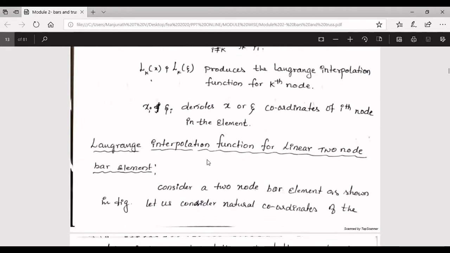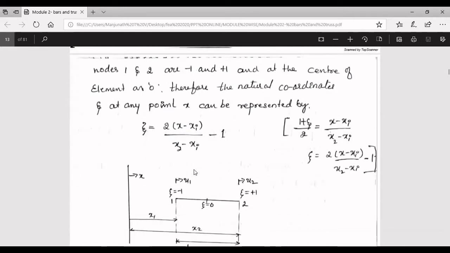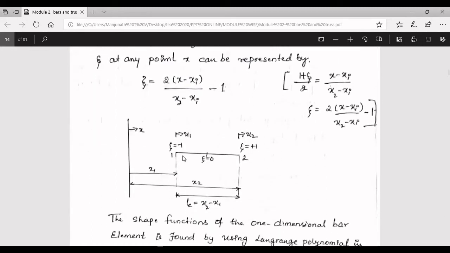Now consider the Lagrange's interpolation function for a two-noded bar element. The two-noded bar element you can see here consists of two nodes, node number 1 and node number 2. The zeta value at node 1 is -1, and at node 2 is +1. The displacement at node 1 is u1, and at node 2 is u2. The x varies along the x direction; x at node 1 is x1 and at node 2 is x2, so x2 minus x1 gives the element length.